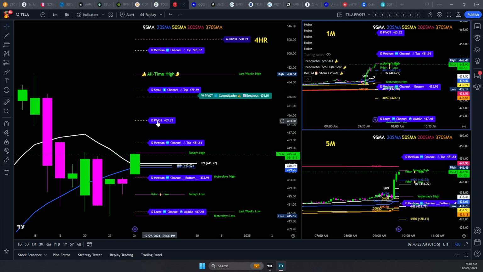Go down here. Again, this is a daily pivot. However, it is not identified as anything special here. We have another medium channel top right here. So this is a medium channel top. This is a medium channel top. That means that the bottom or the split between these channels is somewhere in here too.